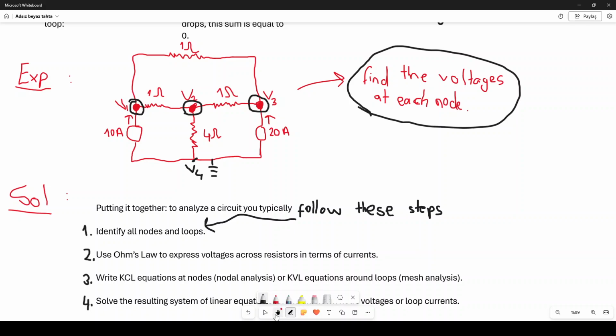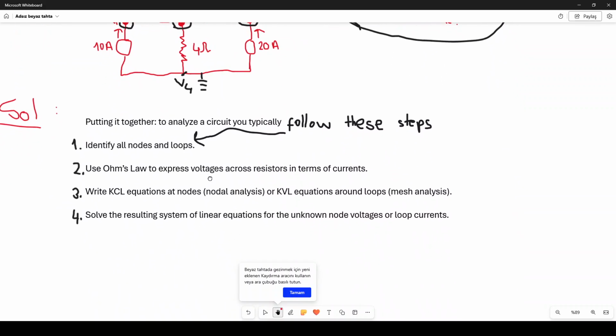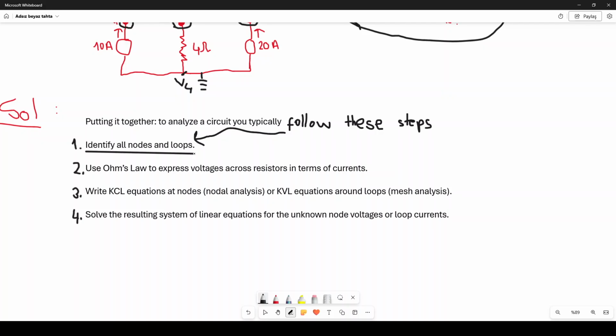To do so, I need to follow some basic steps, which I have summarized here for you. First of all, I need to identify all nodes and loops, and I select one of the nodes as the reference node, which is grounded, connected to the ground to neutralize the circuit. Then I will use Ohm's law to express the voltage across resistors in terms of currents.